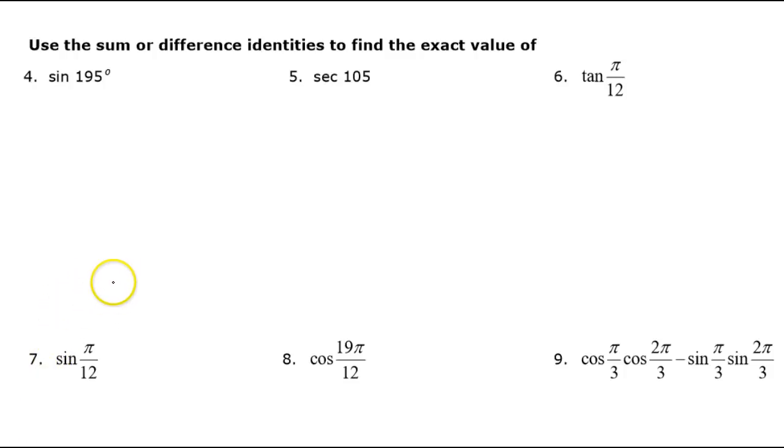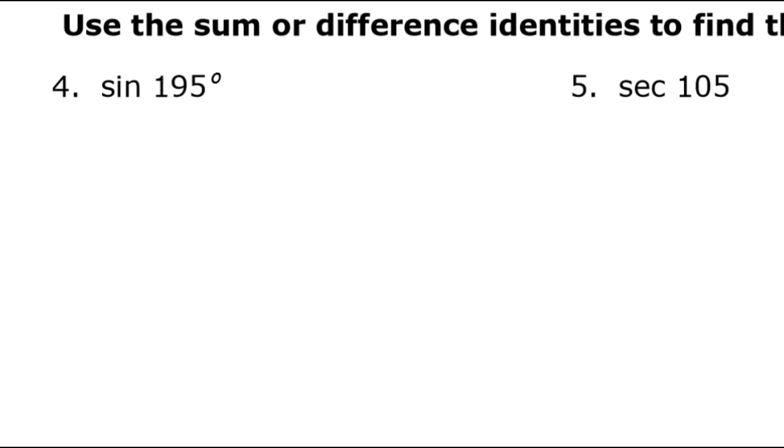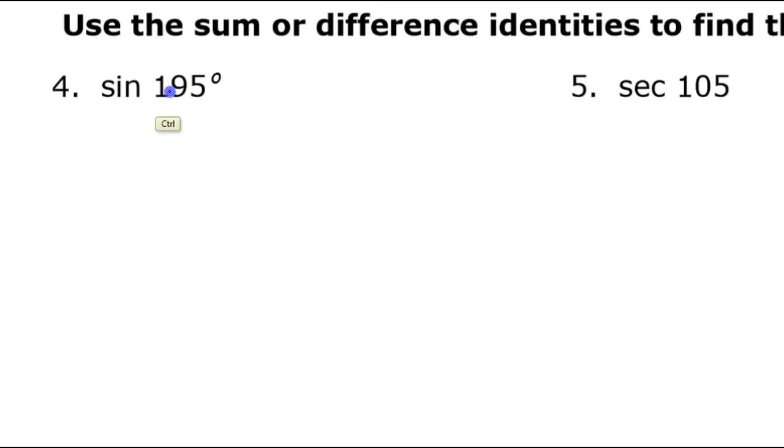In this video, I will show you how to evaluate trig expressions such as these using the sum and difference identities. Now, we need to have memorized these trig values that apply to 45 degrees, 30 degrees, and 60 degrees. So I need to break this down into one of those, well, two of those special angles.